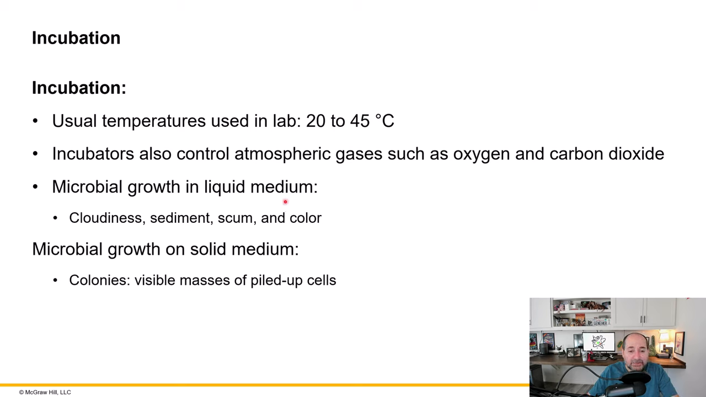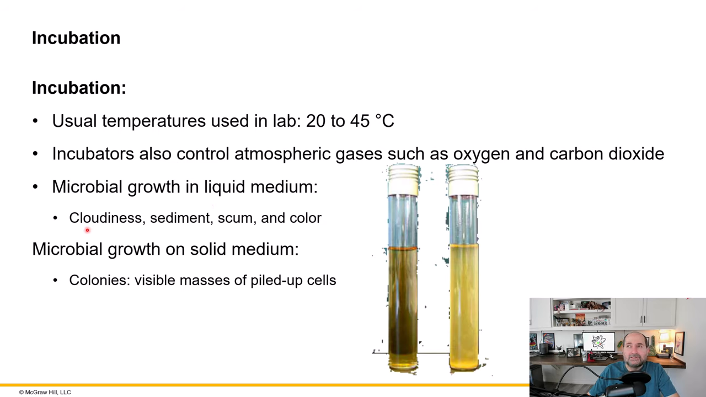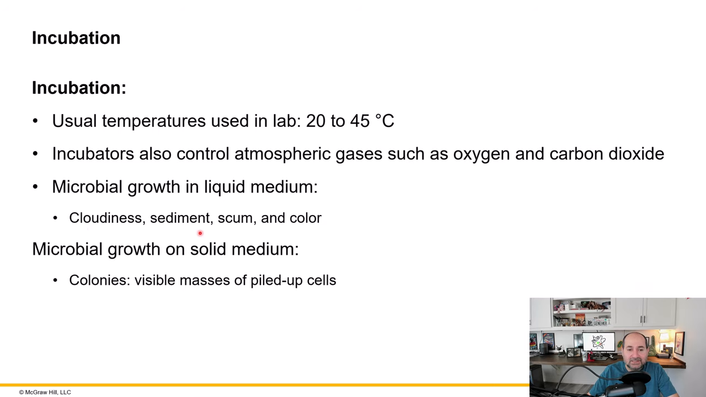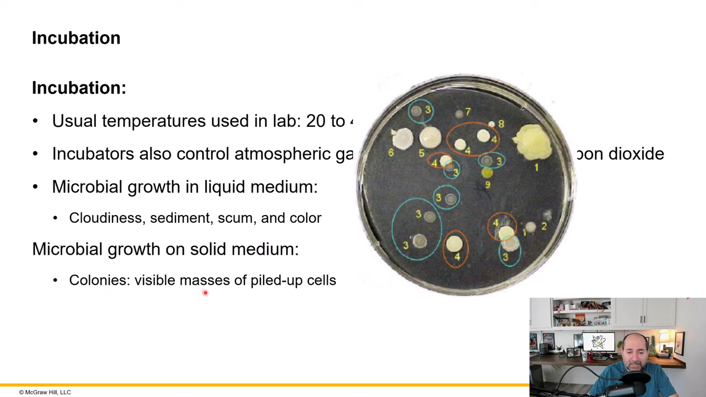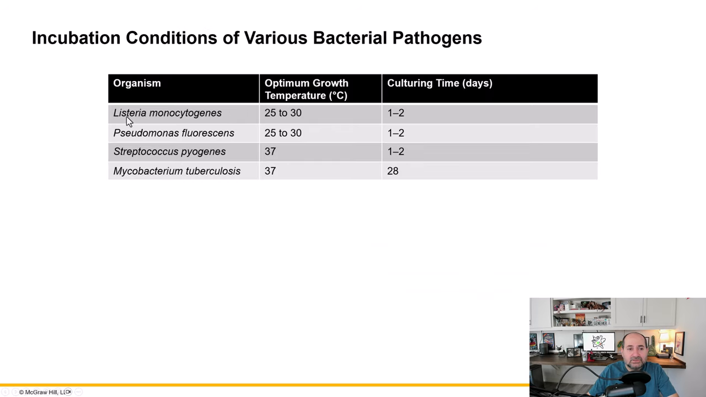If you're dealing with a liquid medium, so let's say you're trying to grow E. coli in a broth, the broth will turn from clear or transparent to cloudy, with sediment, scum, or color change. This is known as a turbid environment. There's turbidity. Now, with microbial growth on a solid medium like an agar plate, you will see colonies show up. These are visible masses of piled up cells. We'll talk about what comprises a colony in a little bit. Again, different types of bacterium prefer different temperatures for growth.